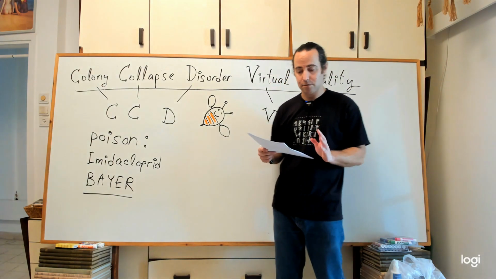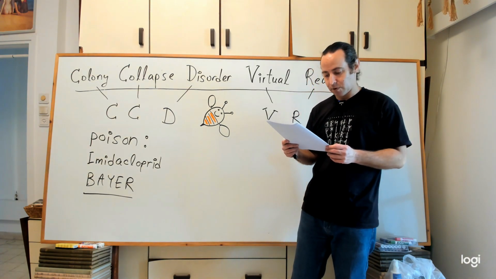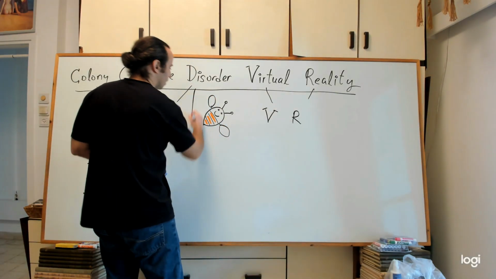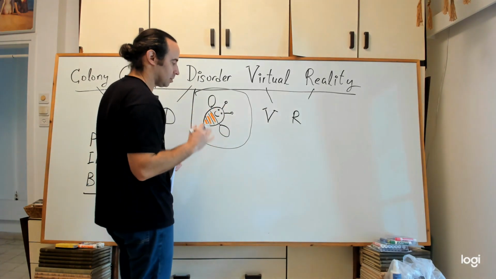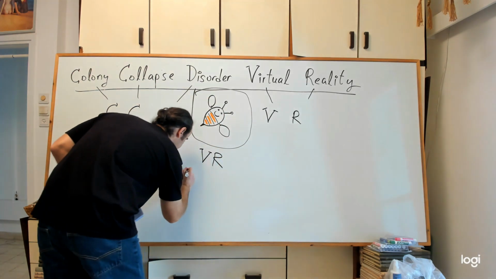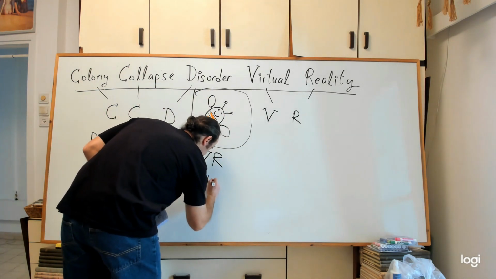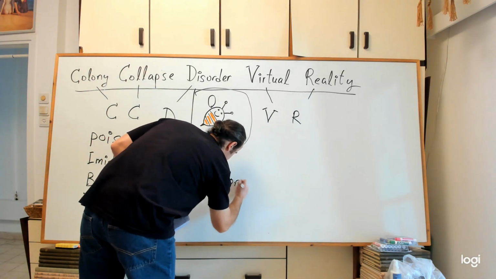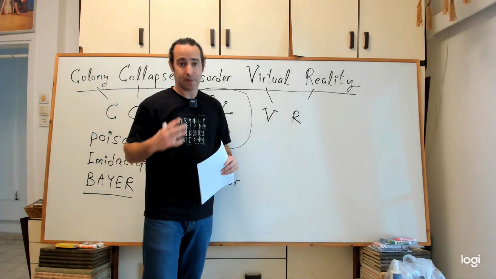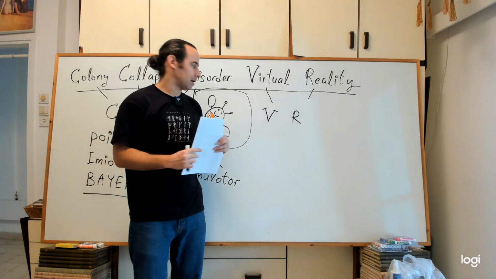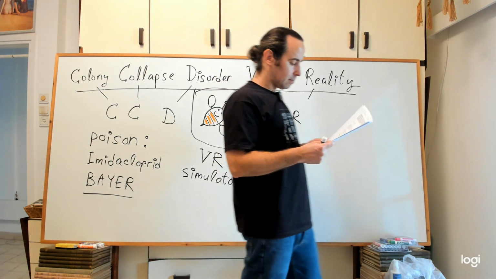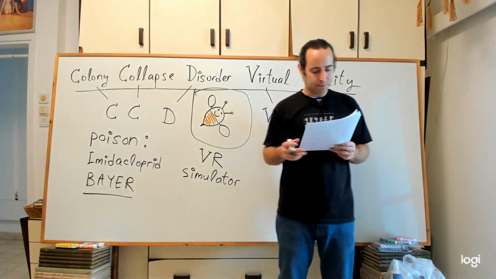Okay, so now the solution: a bees virtual reality simulator. We put the actual bees inside a box, which is a virtual reality simulator. We are used to people using virtual reality, but now we are talking about bees that use virtual reality. First of all, of course it's not with goggles, I will explain how.